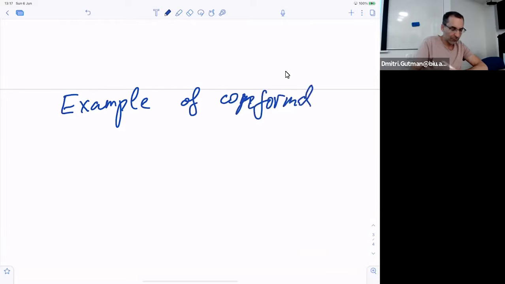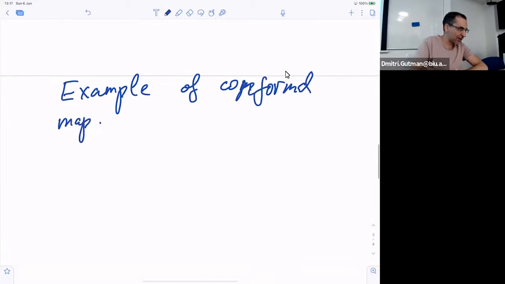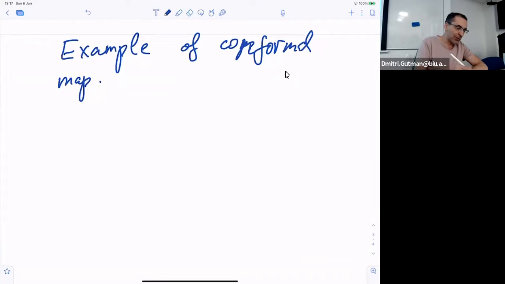Okay, the simplest example of a conformal map is to take a function that multiplies all vectors by the same scale and rotates them by the same angle. So what function does this? It's the function c times z, where c is a complex number.